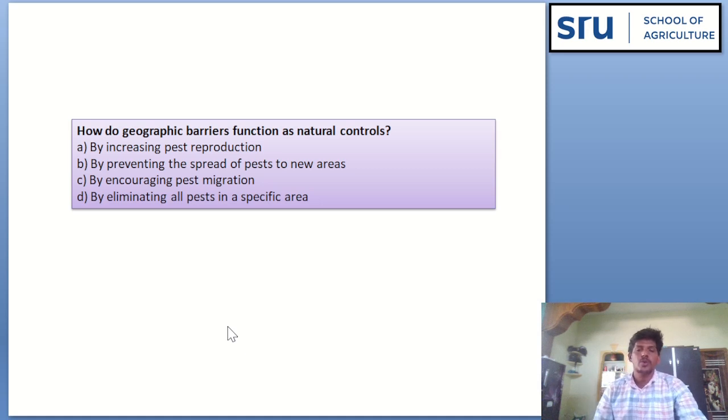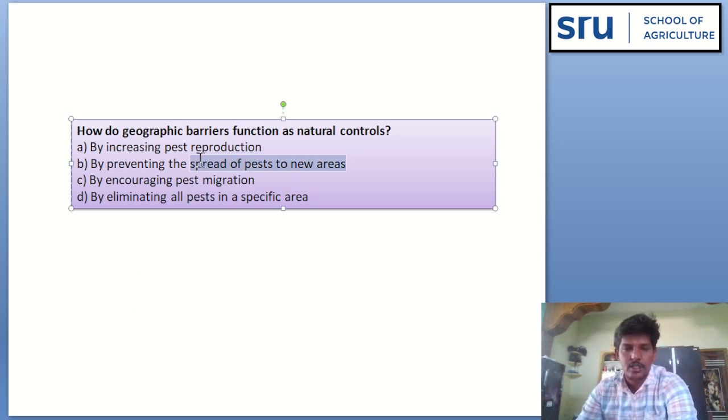How do geographic barriers function as natural control? By increasing pest reproduction, by preventing the spread of the pest to new areas, by increasing pest migration, or by eliminating all pests in a specific area. So the correct answer is by preventing the spread of the pest to new areas. By preventing the spread of the pest to new areas, geographical barriers function as a natural control measure.